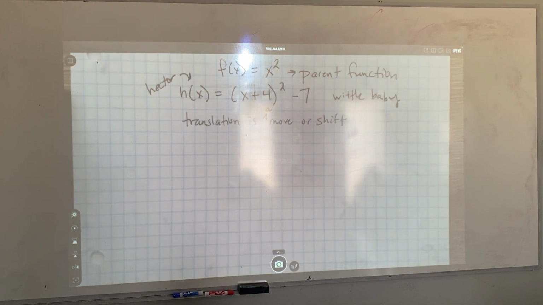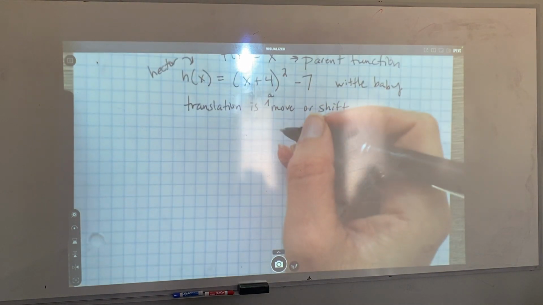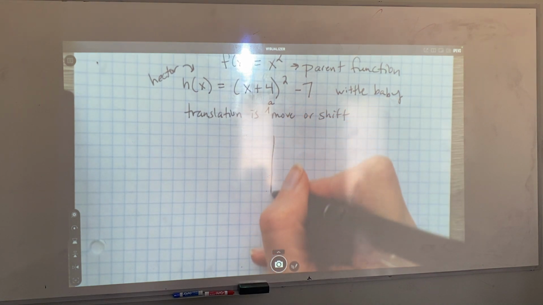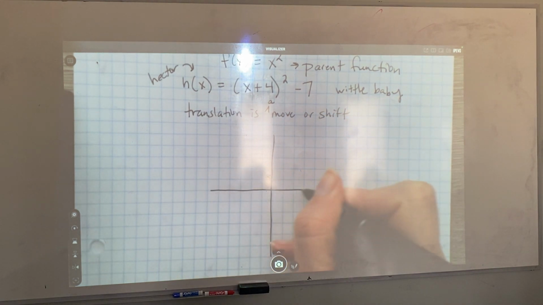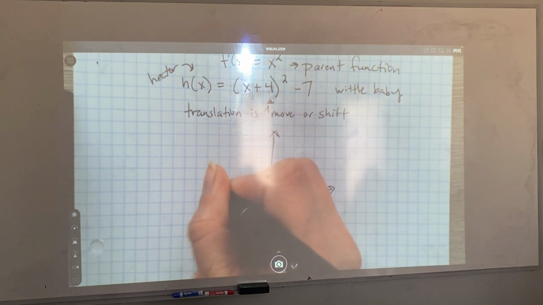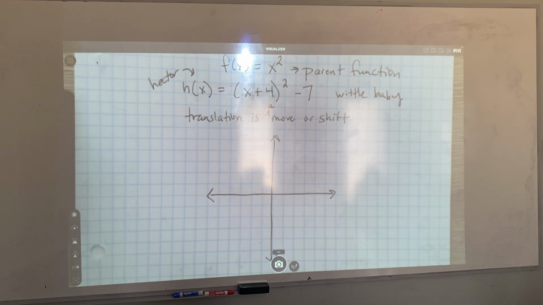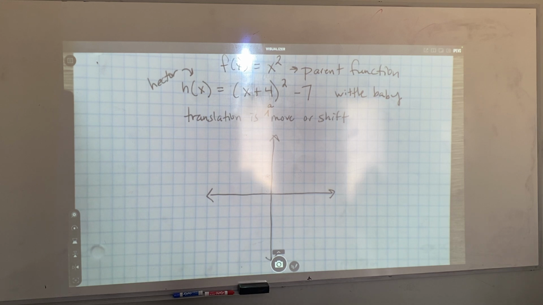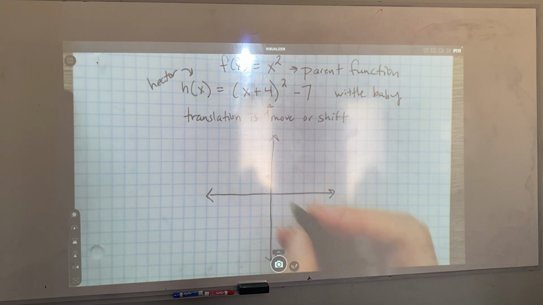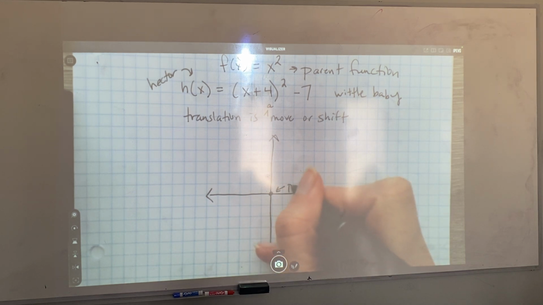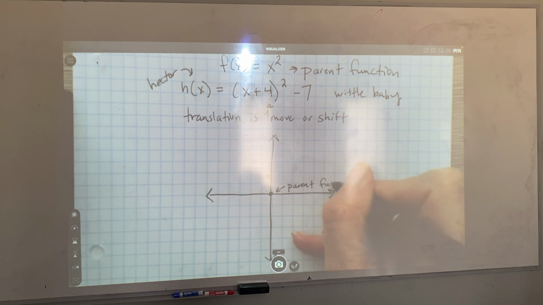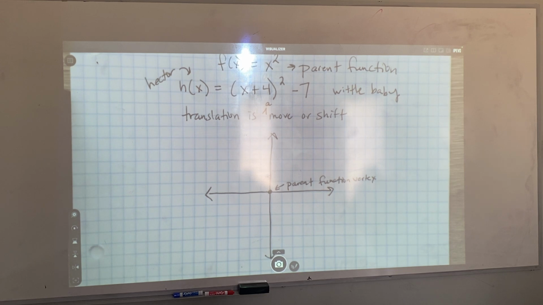Okay. So if it's a translation, now, when you actually work out this problem on your tests, you don't have to draw the parent function, but it will make a really good visual so that you can see what's going on. I'm not even going to draw the whole parabola, I'm just going to put the vertex of the parent function. Where is the vertex of the parent function? Always. 0, 0. So the parent function vertex is 0, 0.